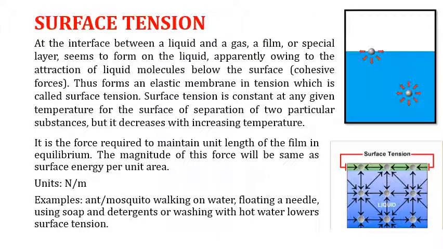Surface tension. It is the force required to maintain unit length of film in equilibrium. So this is actually force per unit length, or you can say the magnitude of this force will be the same as the surface energy per unit area. Basically, surface tension is surface energy per unit area, but as the width is constant, you can change it to force per unit length. So it is a force required to maintain unit length of film in equilibrium.